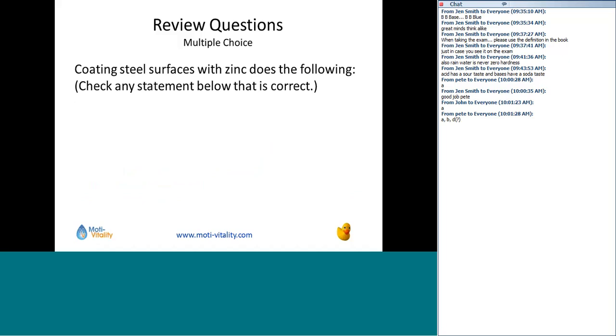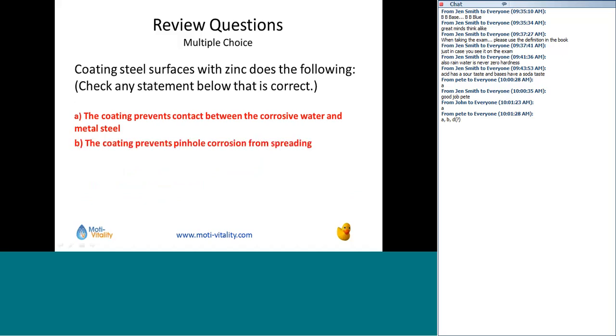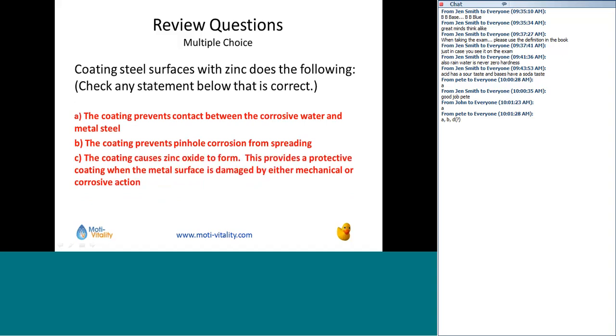Coating steel surfaces with zinc does the following. Check any statement that is correct. The coating prevents contact between the corrosive water and the metal steel. Coating prevents pinhole corrosion from spreading. Coating causes zinc oxide to form. This provides a protective coating when the metal surface is damaged by other mechanical or corrosive action. The coating can be tailored to any specific corrosion problem. Answers everything except D: A, B, and C.